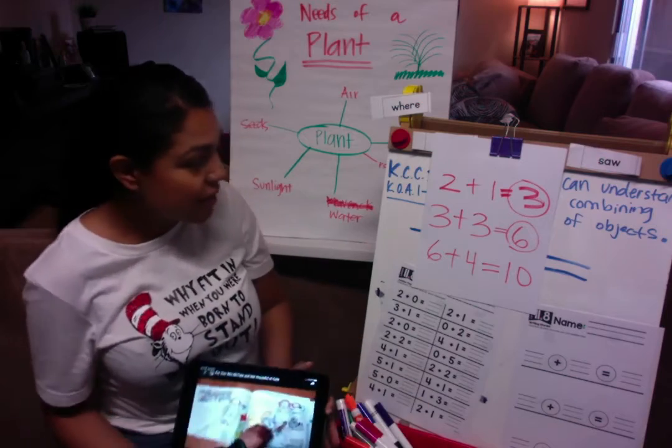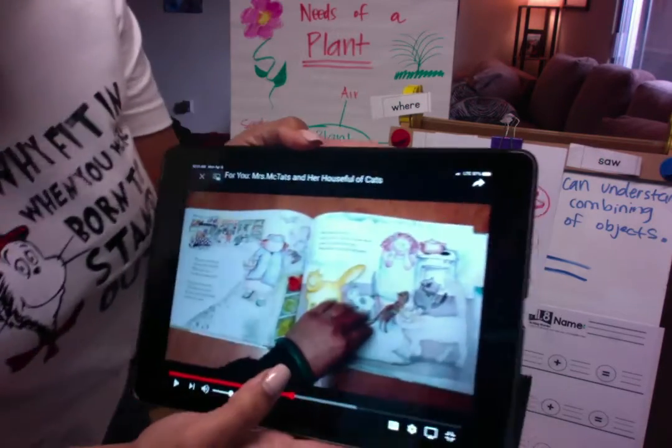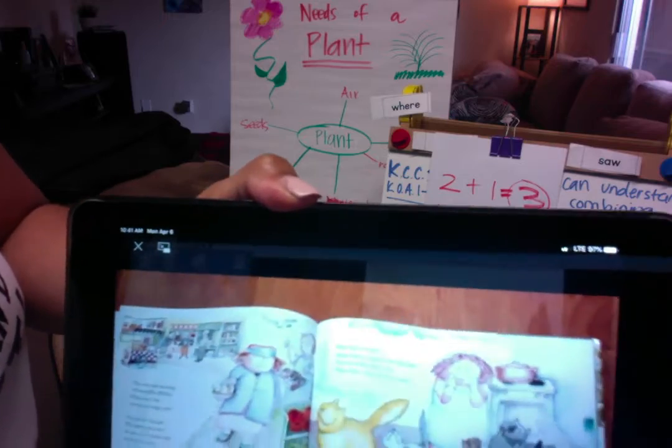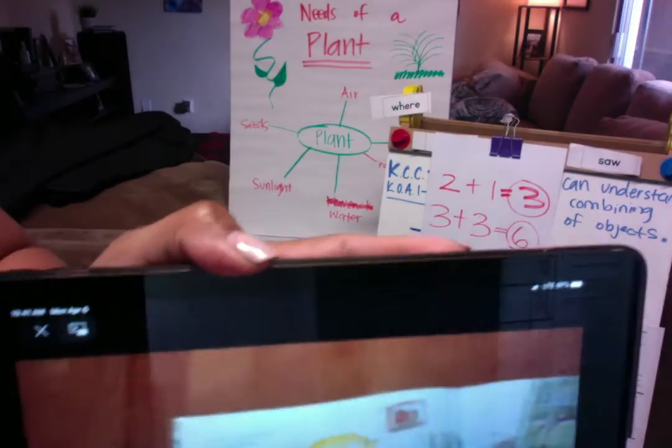Okay, let's go ahead and continue our story and see if she gets any more cats. My gosh, so many cats. What is she going to do with so many cats? Okay. Feed them all.